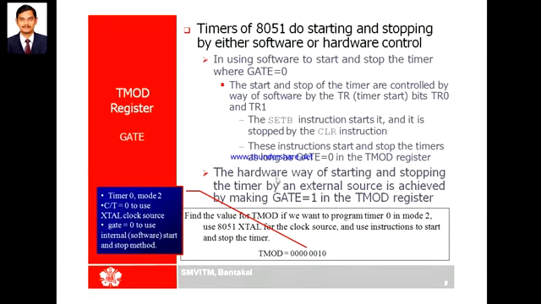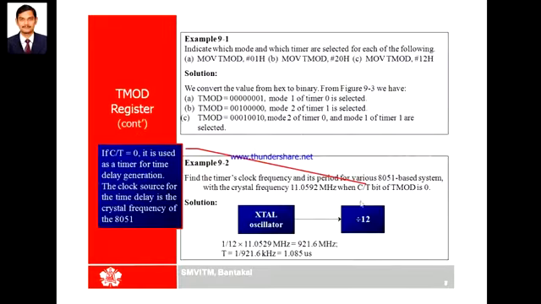If GATE is 1, that is called the hardware way, where starting and stopping the timer by an external source is achieved through the TMOD register. Now, if I want a different mode of timer operation, we know the mode register is an 8-bit register, and by moving a particular data to it, it will set specific functionalities. Let's look into the detail.